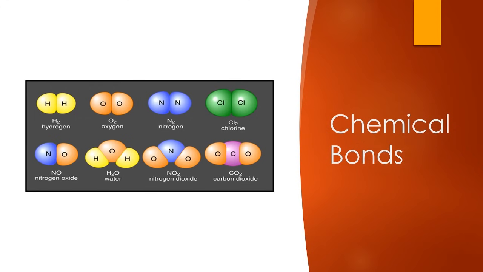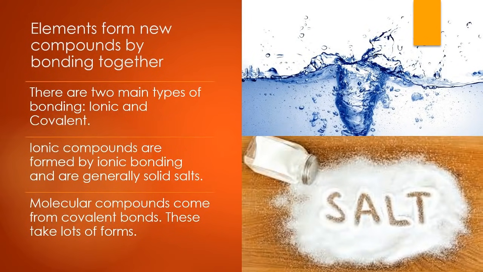This is our next video in our chemistry series as we're getting deeper into the nature of chemistry and what's going on inside the atoms. Today, we're finally moving up to talk about molecules and ionic compounds. One of the first things to know is that elements are going to form new compounds by bonding together.